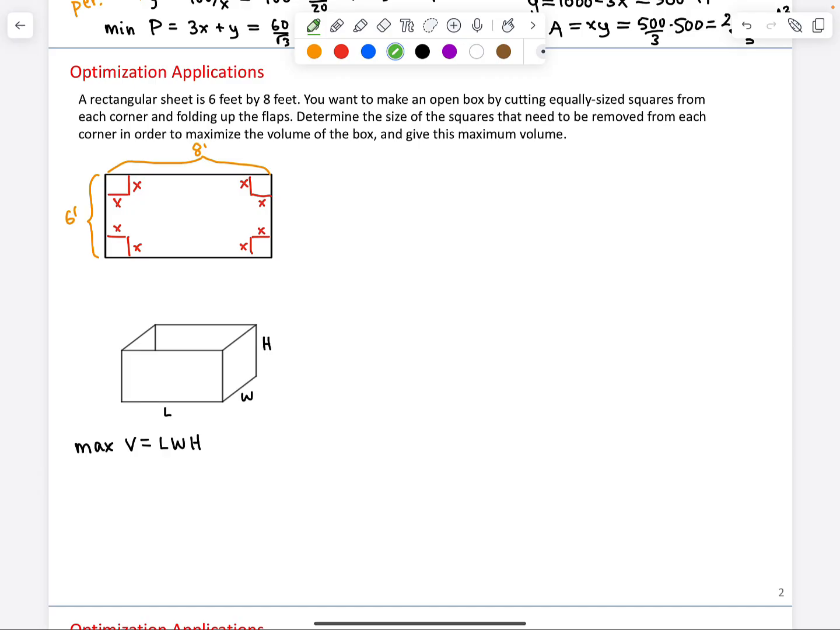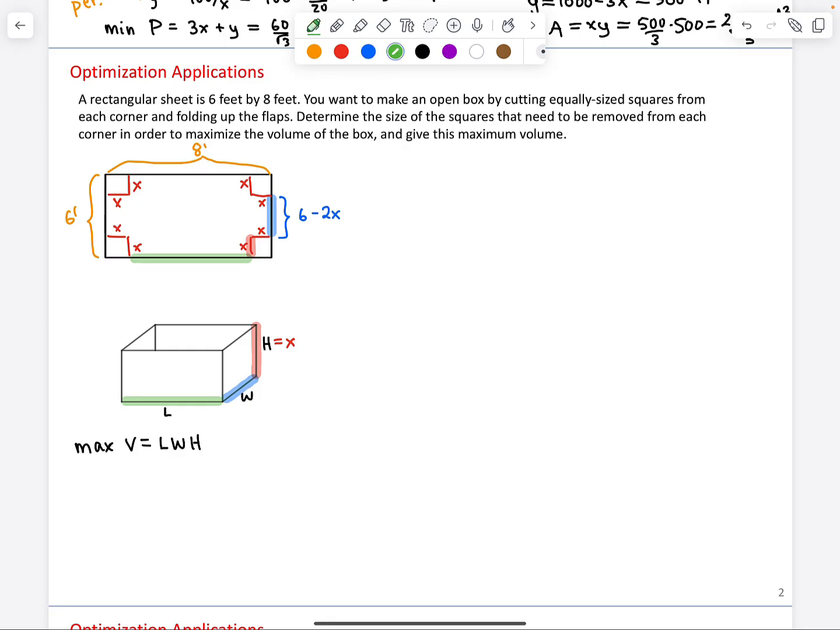From one picture to the next, this length right here will correspond to the width of our box. This segment will be the length of our box. The height of our box will be dictated by the side length of any one of these 4 identical squares. That length is given by x. This blue segment would have a length that began with 6, but we removed x from each end. So we removed 2x.